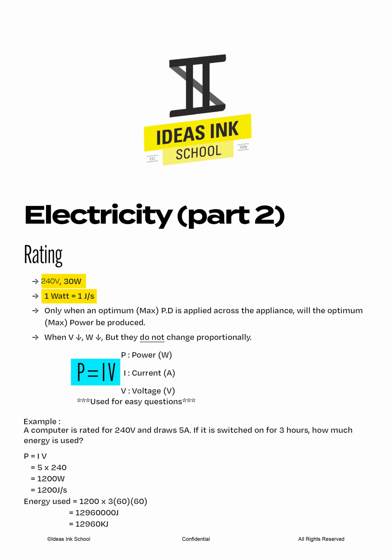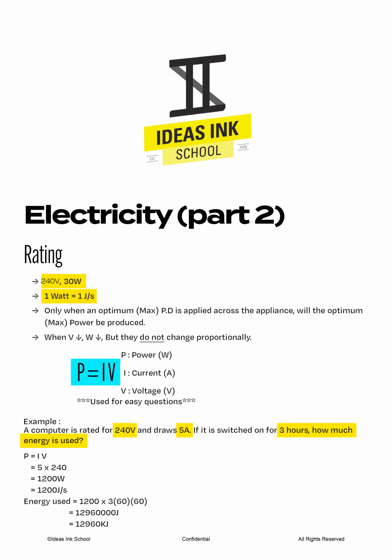Let's apply this in an example. This example can be found in the notes. Please pause the audio and study the scenario found on the first page. I am using a computer which is rated for 240 volts and it draws a current of 5 amperes. If the computer is in use for 3 hours, how do we calculate the total amount of energy used?